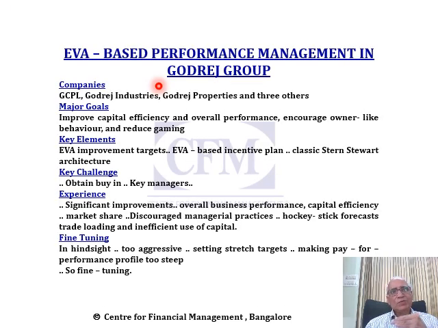EVA-based performance management has been introduced in Godrej Group. 6 companies of Godrej Group have been covered. Major goals have been to improve capital efficiency and overall performance, encourage owner-like behavior, and reduce gaming. The key elements have been EVA improvement targets, and an EVA-based incentive plan as per the classic Stern Stewart architecture. The key challenge was to obtain buy-in from principal managers.